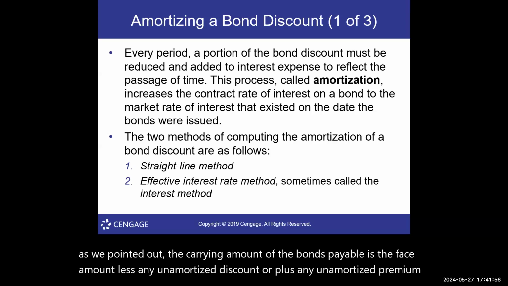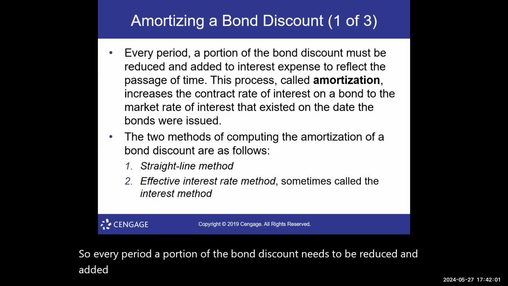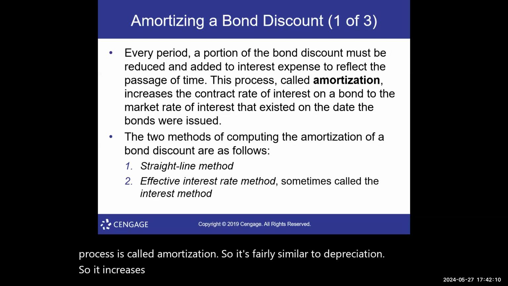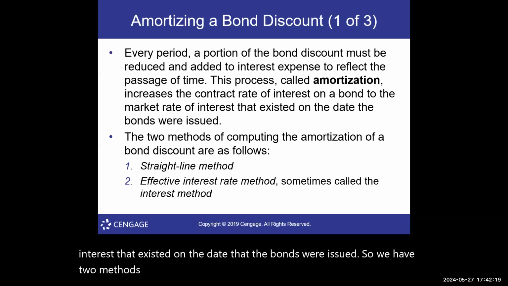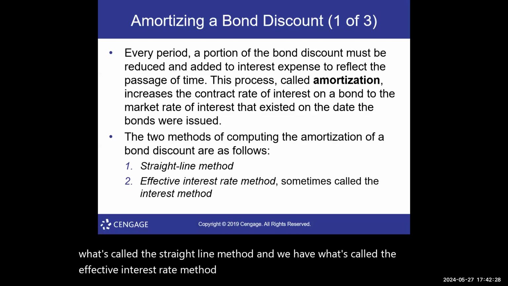So every period, a portion of the bond discount needs to be reduced and added to interest expense in order to reflect the passage of time. This process is called amortization. It's really similar to depreciation. It increases the contract rate of interest on a bond to the market rate of interest that existed on the date that the bonds were issued. So we have two methods of computing the amortization for a bond discount. We have what's called the straight line method, and we have what's called the effective interest rate method. Sometimes it's simply called the interest method.